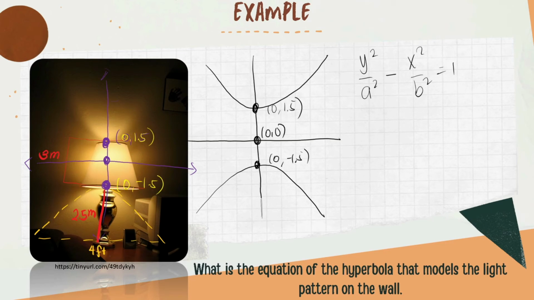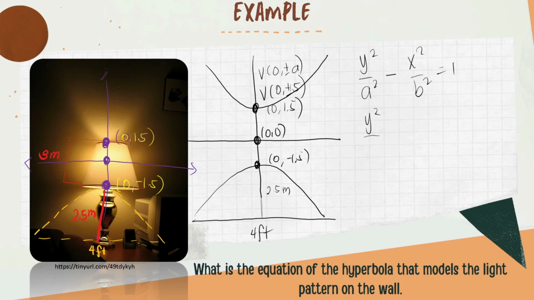And then, the length of the leg of the lampshade is 2.5 meters. And then the width is 4 feet. The vertices are 0 and positive negative a. So, our a is 1.5, sorry. Our a is 1.5.